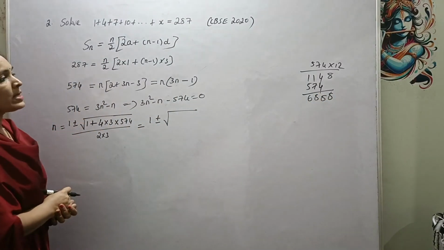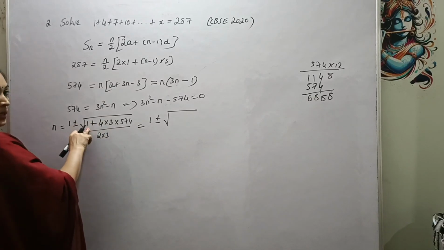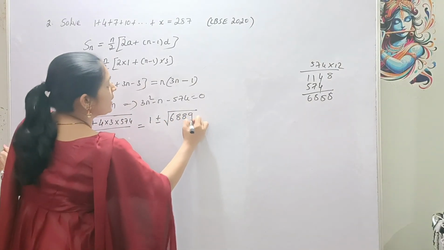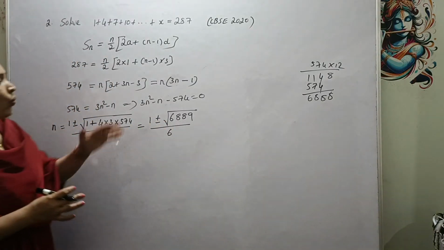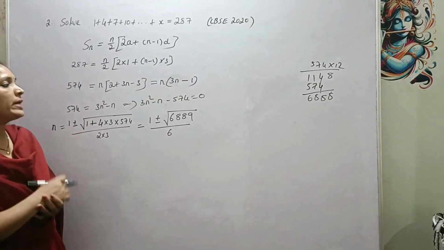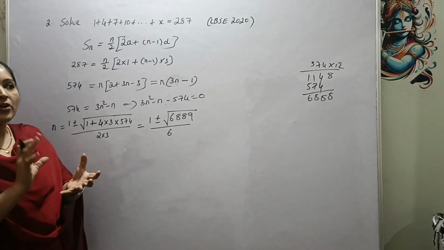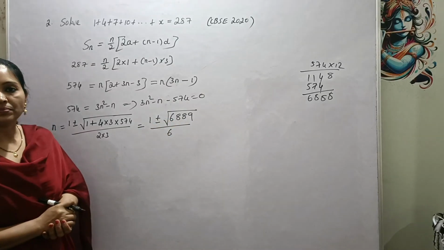So here we have got 6888. Plus 1, it will be 6889, divided by 6. Now, what is the square root of 6889? See, for that, first of all, we have to find a perfect square nearby this number.